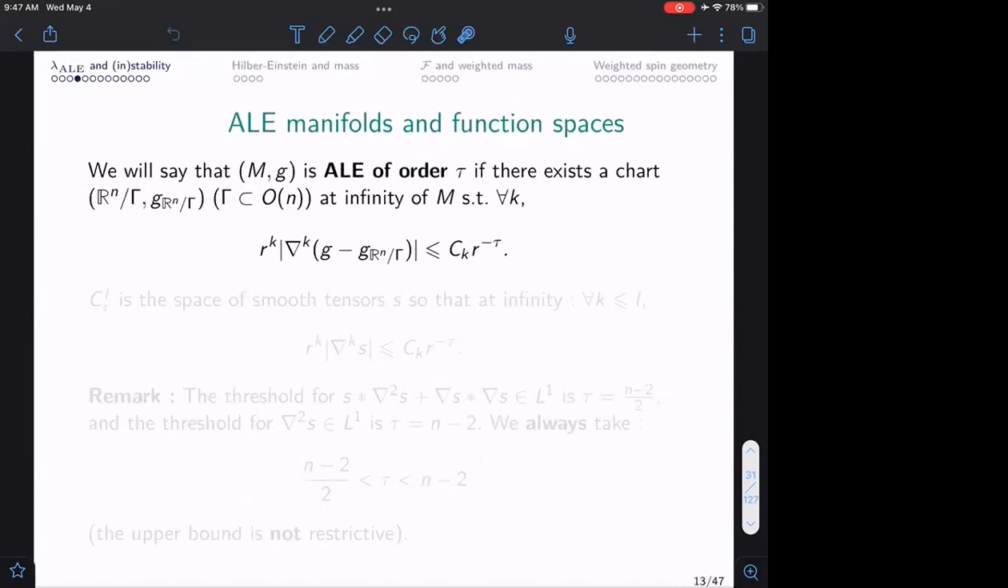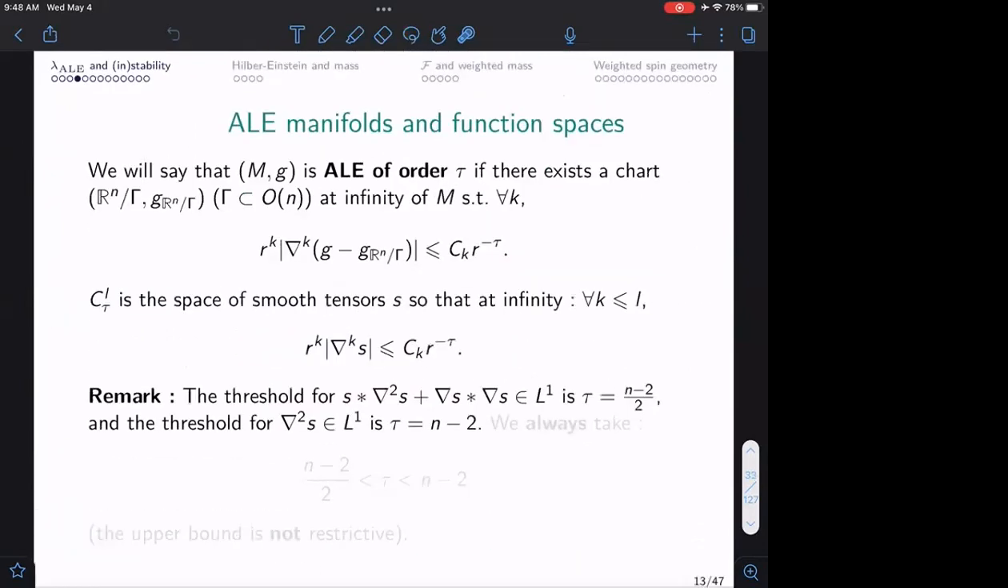So let's look at the non-compact setting, the ALE setting, and we'll assume that it's of order tau. By order tau, I mean that the decay of the metric towards the Euclidean one is r to the minus tau. You have the usual decay for the derivatives, which we've already seen a few times this week. This lets us also define the space of C^L_tau metrics for which all of the derivatives up to order L decay in the same way.